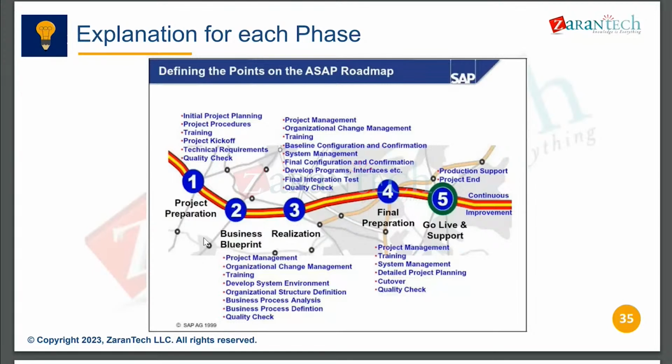So here, as I explained, we will explain your current business process, and organizational change management means how your business organization currently works will change once the SAP implementation is done. I mean, once SAP is implemented and the SAP system is in place. That kind of change management, everything will be discussed in the business blueprint. So here we will do the business process analysis and define the business process definitions, everything.